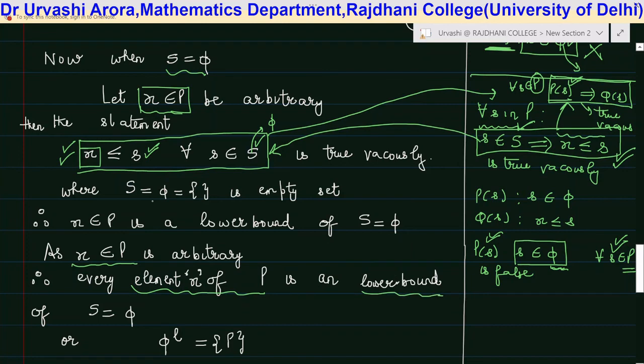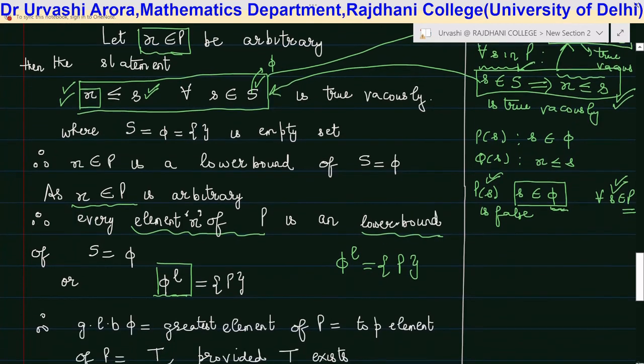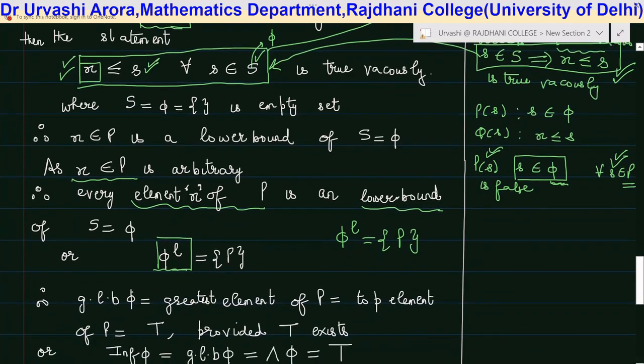a lower bound. So if you try to find out all the lower bounds of the empty set, that is, the elements of phi L, where phi L is the set of all lower bounds of phi, then it will consist of the whole set P, because every element of P is acting like a lower bound. So phi L is equal to P. Now if you want to find the greatest of all lower bounds of phi, it will be the greatest element of P, because all the elements of P are lower bounds. And the greatest element of P is definitely the top element of P, which we denote by capital T, provided capital T exists.